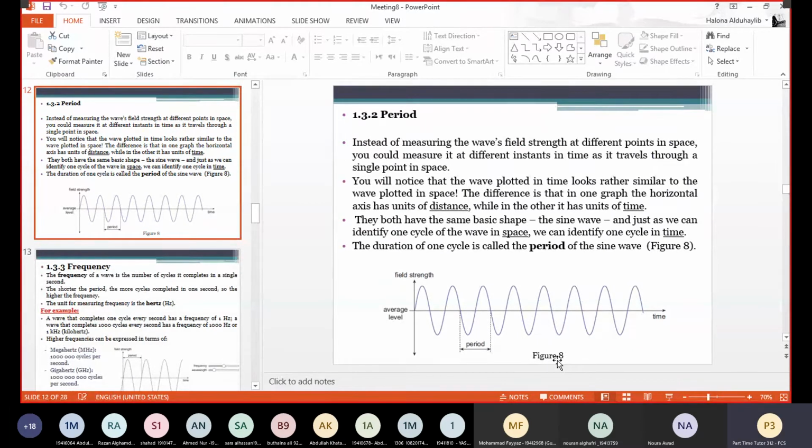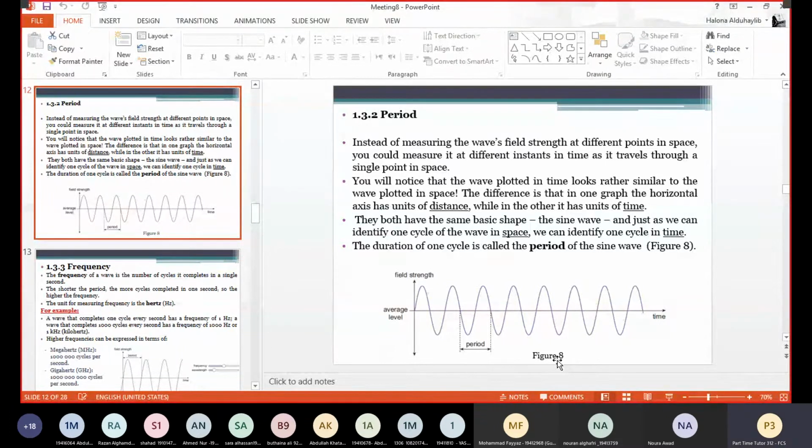Another characteristic of a sine wave is the period. Instead of measuring the wave field strength at different points in space, you could measure it at different instants in time as it travels. As long as the time period over which you measure the strength of your wave is short, you can get the exact wave value at each point and generate it more accurately.